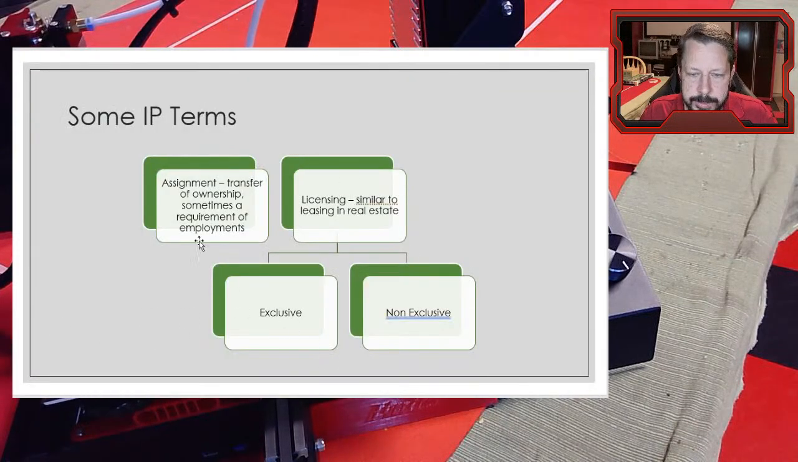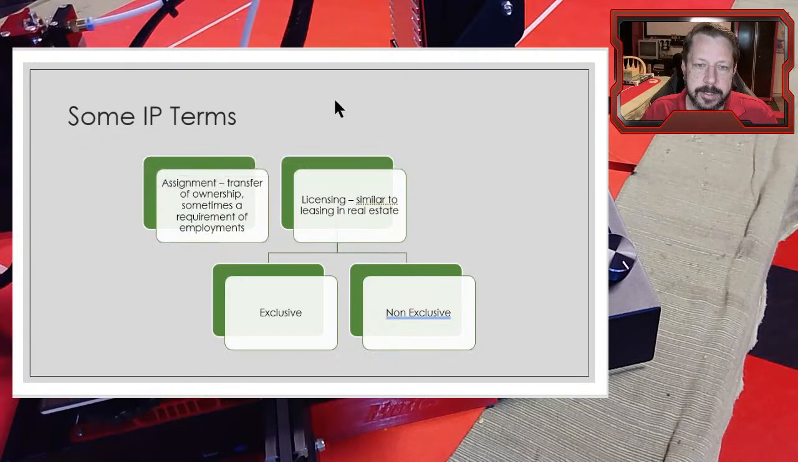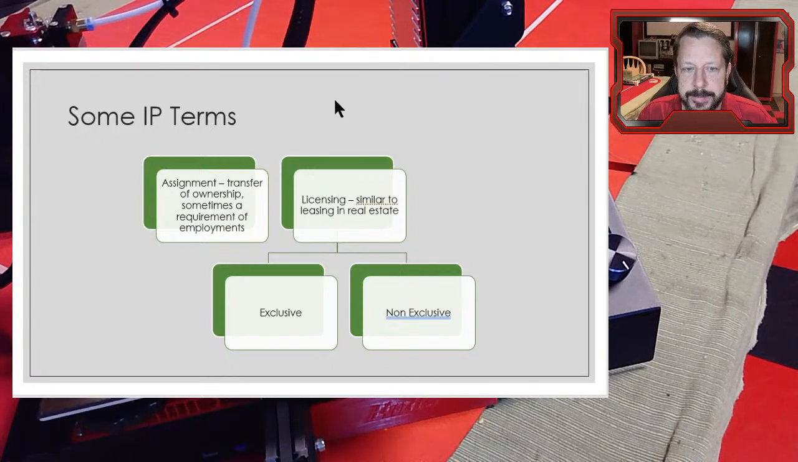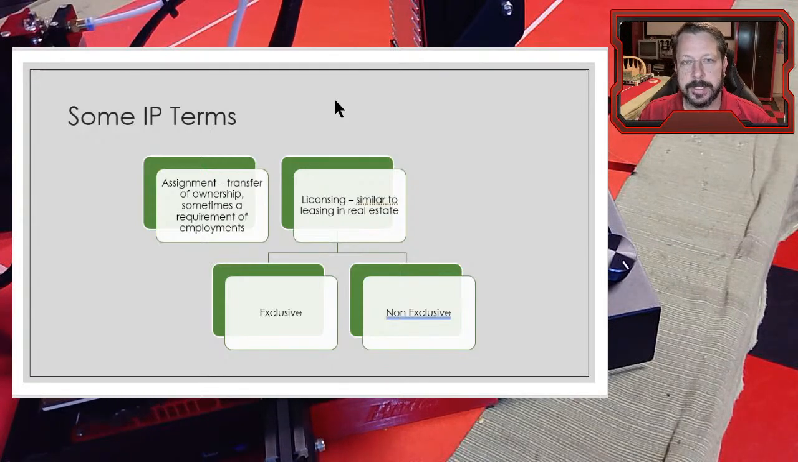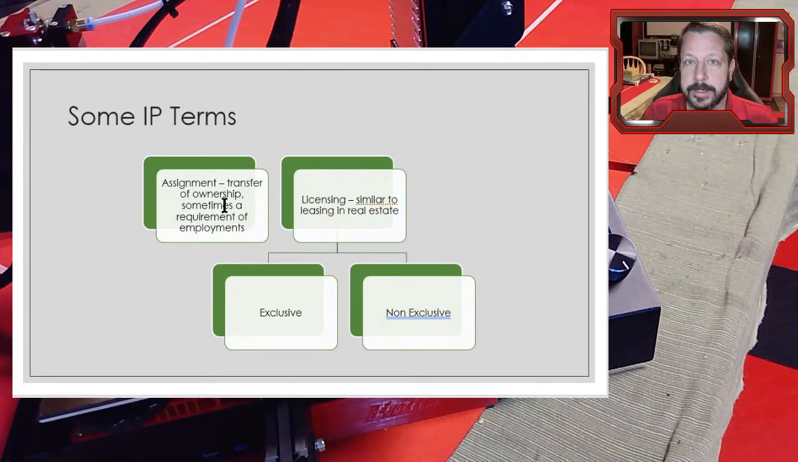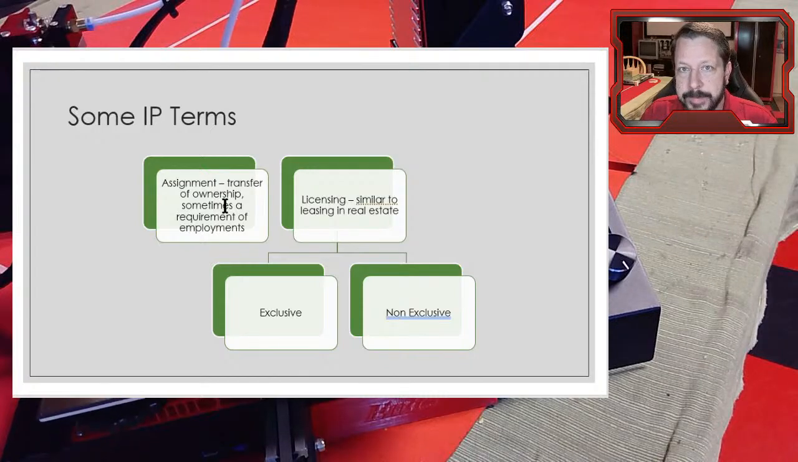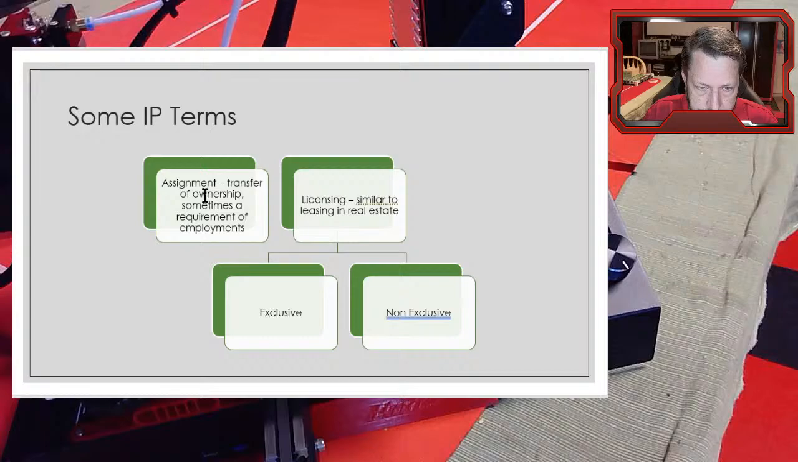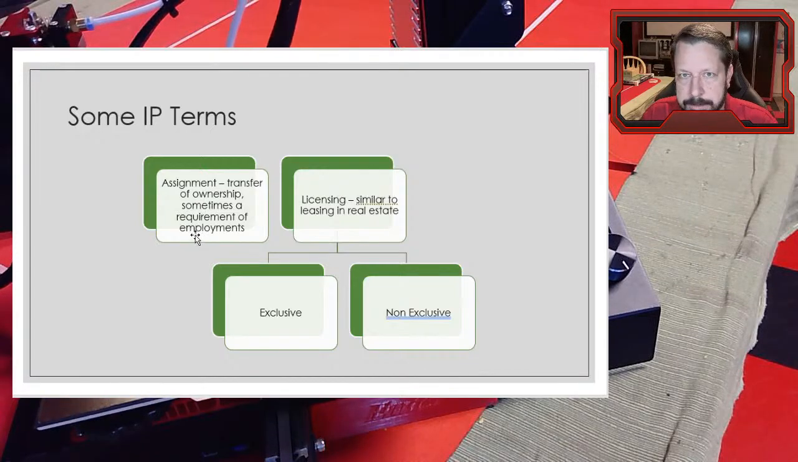Here are some terms. Assignment means, and this is particularly true for patents, that a patent has to be assigned to someone who's going to own the patent. Sometimes if you work at a company, you might have invented the thing, but you have to assign the patent to the company you work for. And most companies are that way.